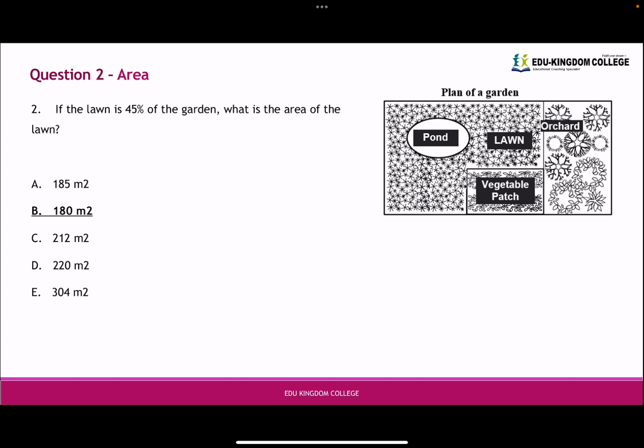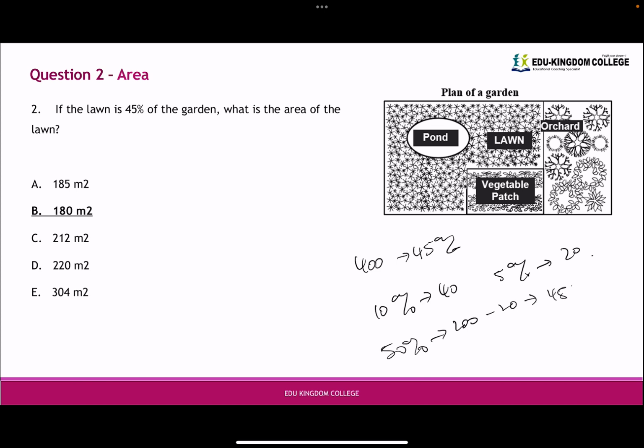Question 2. The area of the lawn is 45% of the garden. So it's just 400 and then 45% of that. Let's just take what 10% is. 10% is going to be 40, 5% should be 20. Actually, let's do 50%, 50% minus 5%, that's going to be easier. So 50% is going to be 200, minus 20, so 45% is going to be 180.